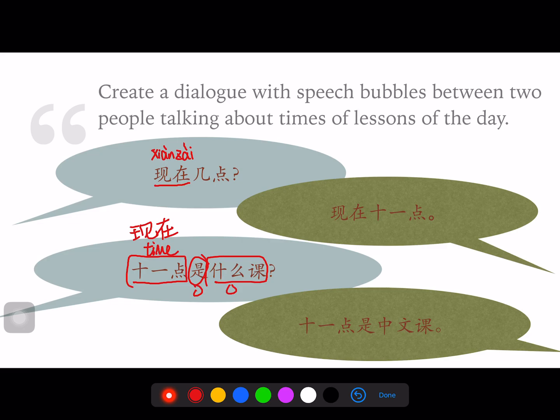And then they will say, 12点是什么课? What lesson is it for 12 o'clock? Or you'll say, oh, 12点是体育课. It's PE for 12 o'clock. Okay, so it's your time, you can write your dialogue in your book. 好. I look forward to seeing your dialogues.